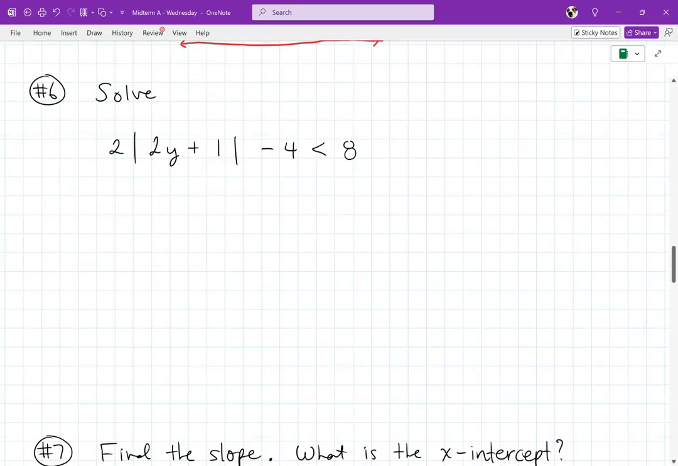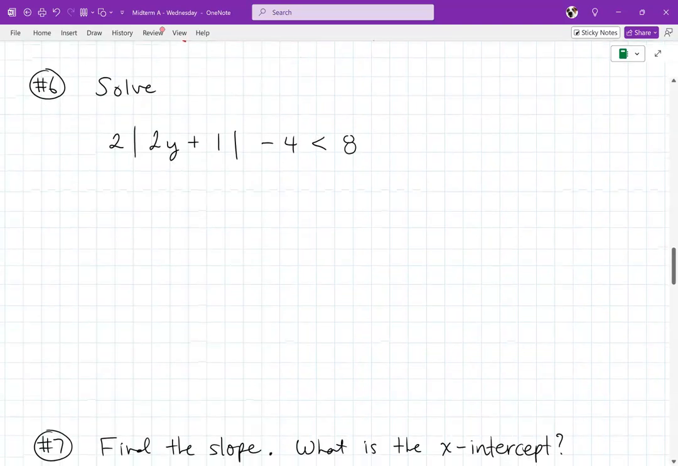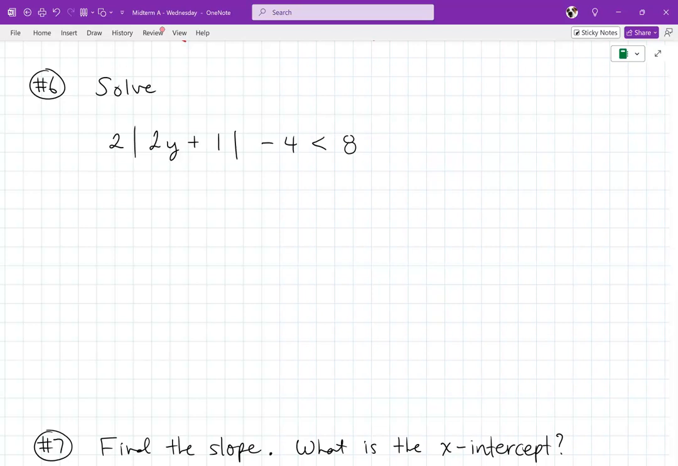All right. Now, we're doing another one of these problems. Remember, this is an inequality with an absolute value. So remember, when it comes to absolute values, once we simplify the absolute value, we have to make a judgment call. Is it an and or is it an or? Okay. So let's do that right now.